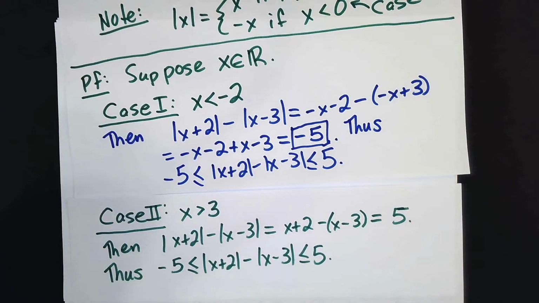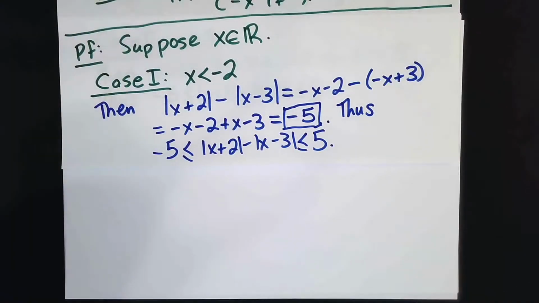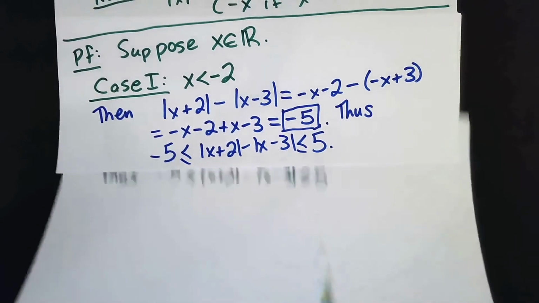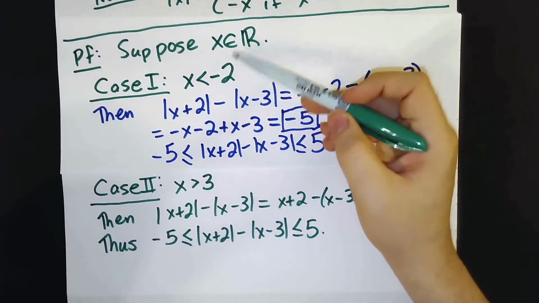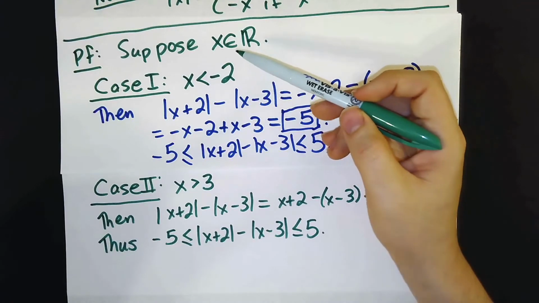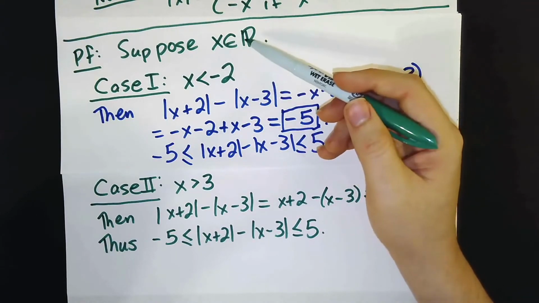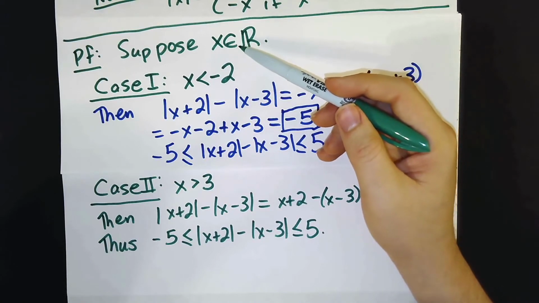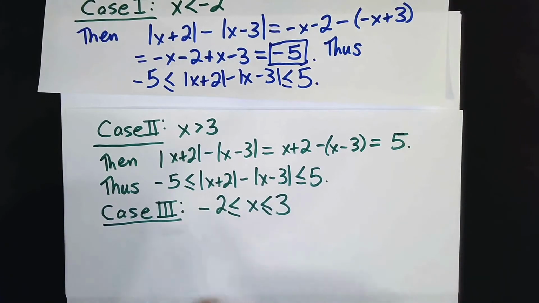So I said we're going to do 3 cases. I've done 2 cases. We actually kind of know now, if we think about it, what our third case has to be. Namely, our third case has to be every x we have not yet considered. Which x's have I not yet considered? Well, the x's I haven't yet considered are x's that are between minus 2 and 3.